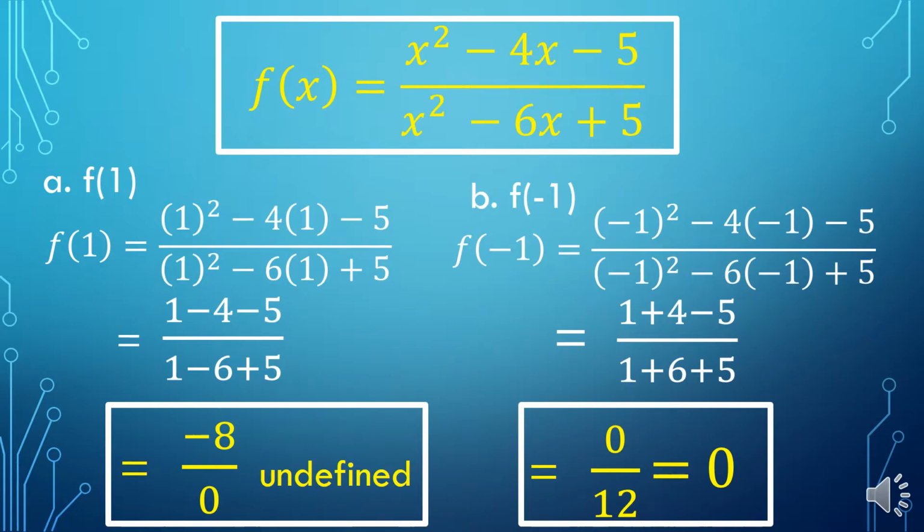Copy negative 5. Negative 1 to the power of 2 is equal to 1. Negative 6 times negative 1 is equal to positive 6. Bring down positive 5. 1 plus 4 is equal to 5 minus 5 is equal to 0. Divided by 1 plus 6 is equal to 7 plus 5 is equal to 12. 0 divided by 12 is equal to 0.